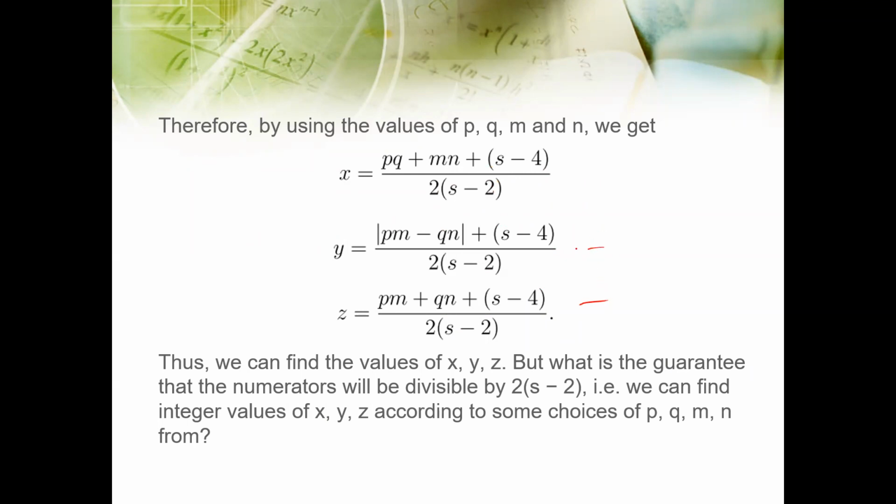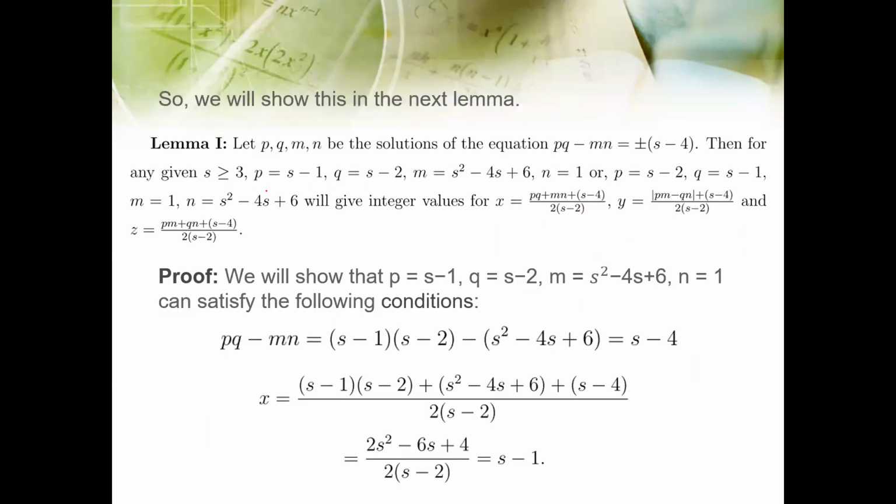But now we have claimed that there are infinitely many positive integer solutions. But what is the guarantee that we can get positive integers by picking some p, q, m, n? That is, what is the guarantee that 2 times s minus 2 should divide the numerator? So we will show this in the next lemmas.